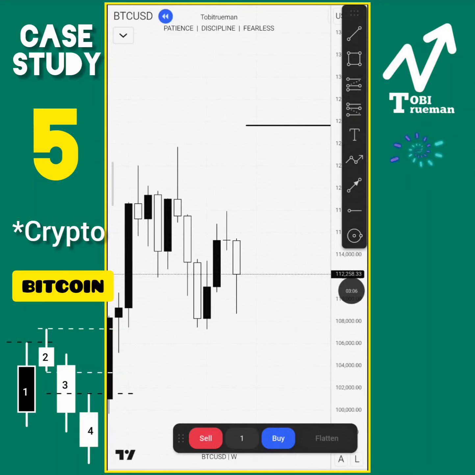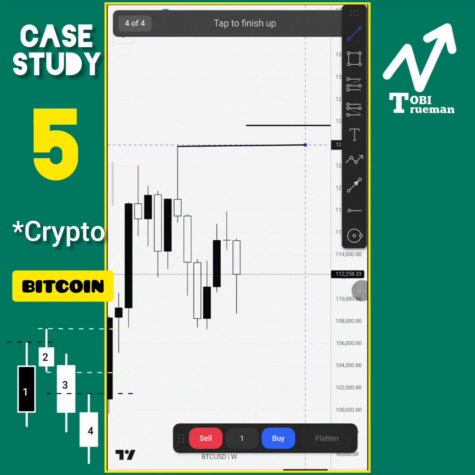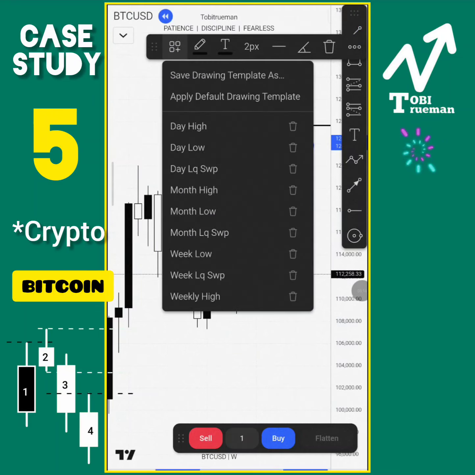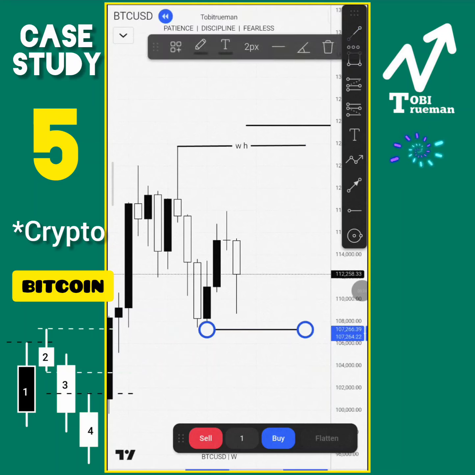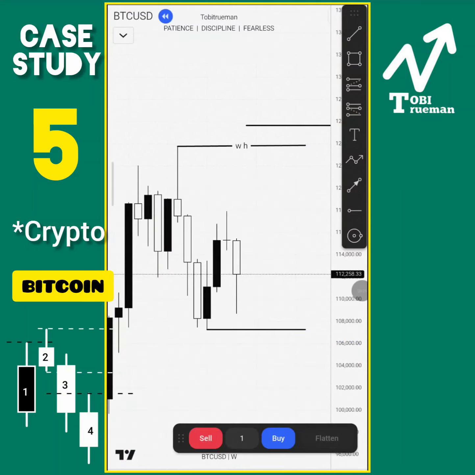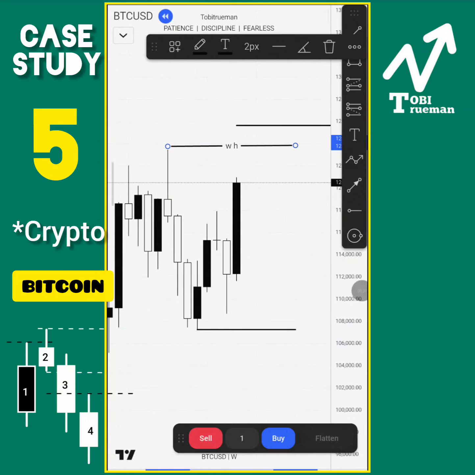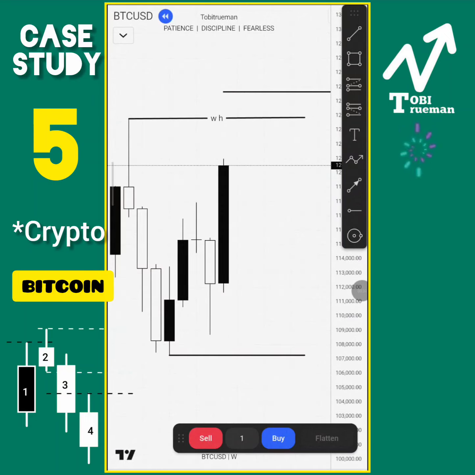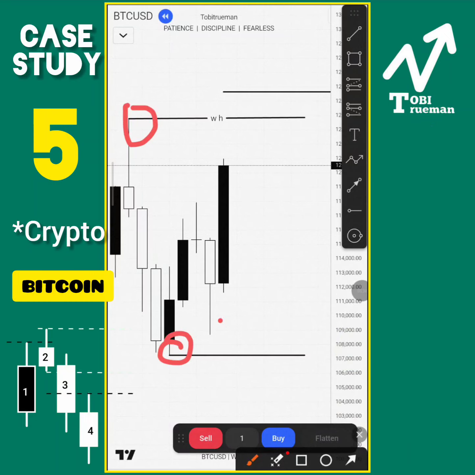All these things are just repetition. We have already done several case studies like this. So what do we do? We mark it out. This is the week high, and then the week low. Let's play the chart. You can notice while the chart was playing, this is the major week high, major week low. We also have minor week low, minor week high that has been taken out.